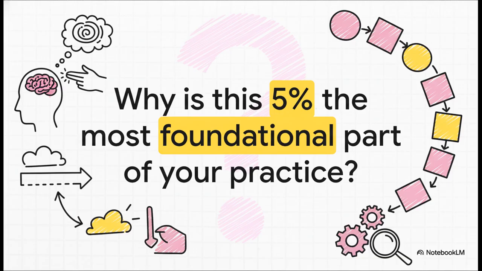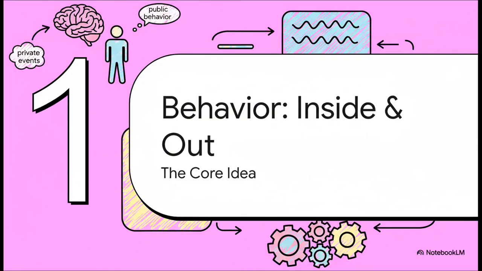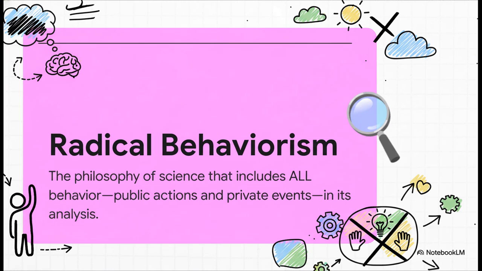It's the whole operating system, right? It's how you see behavior, how you analyze problems. It's the lens through which you see everything as a BCBA. So let's find out exactly what that means. We're starting with the core idea, which is all about understanding behavior, not just the stuff on the outside, but what's going on inside, too. So what is radical behaviorism?